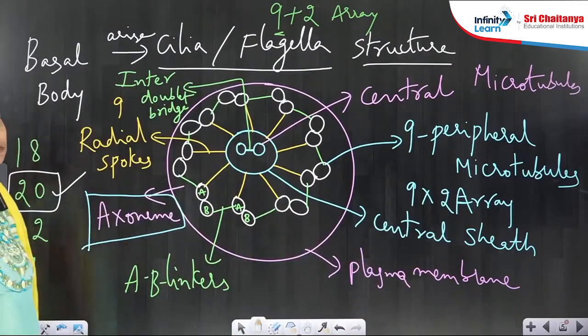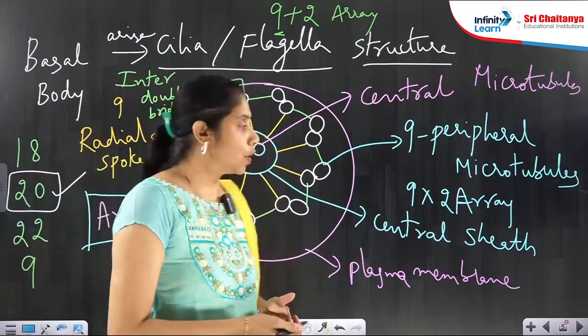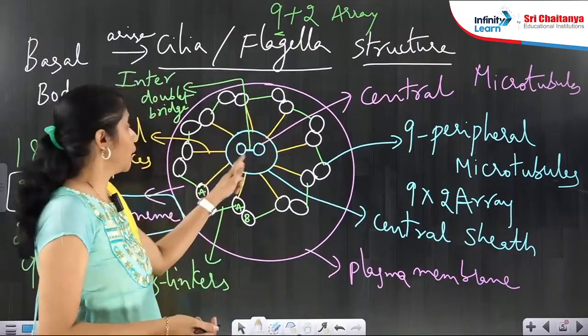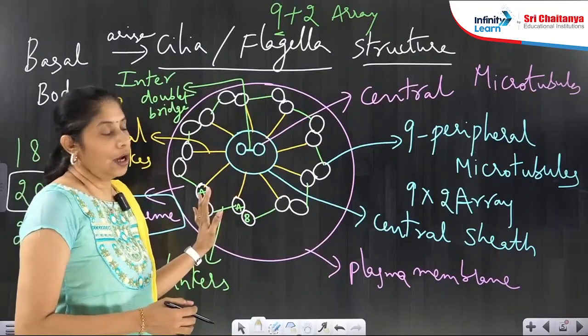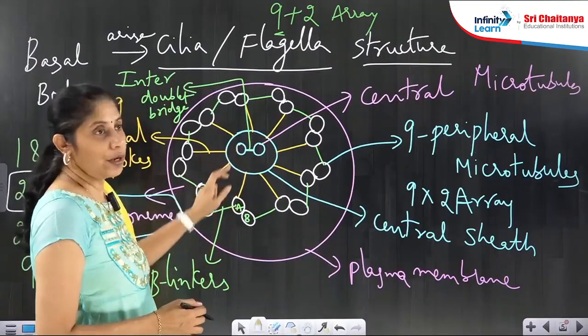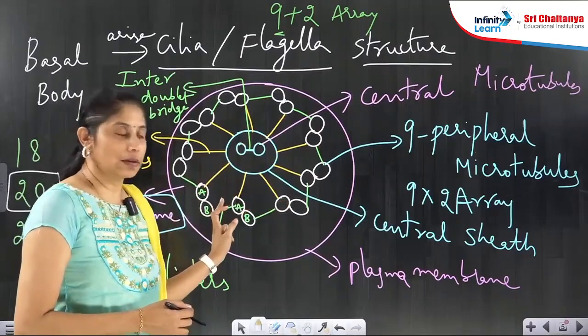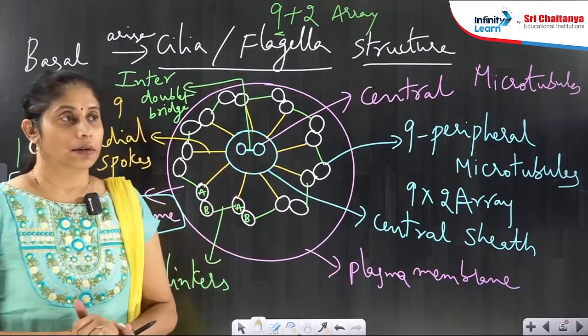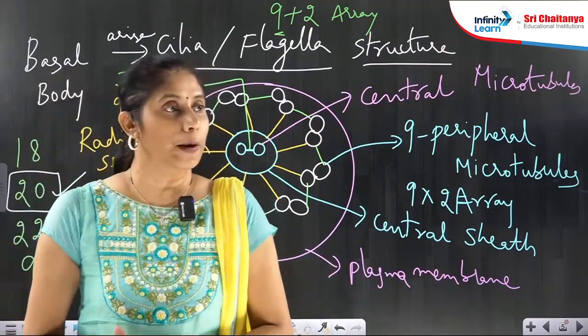20 is correct. The total number is 20 because 18 are there in the side and 2 are there in the center. But it is called a 9+2 arrangement. 9 are peripheral microtubules and 2 are central. Understood all of you? Clear?